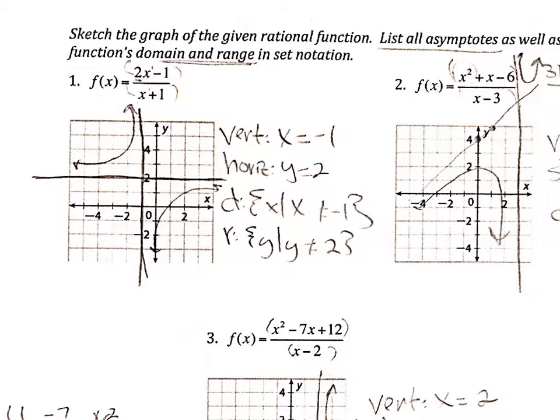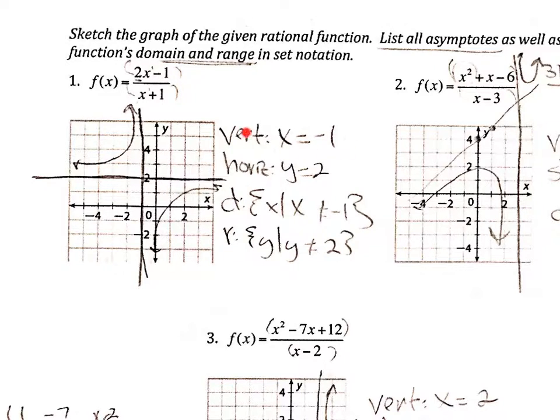And don't forget the other two things. If the degree on the numerator is 1 larger, there's a slant asymptote. If you have two factors, one in the numerator and one in the denominator that cancel, then you have a hole right there. So the first one, what makes the bottom 0 is -1.